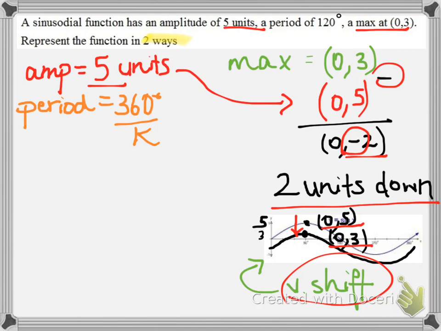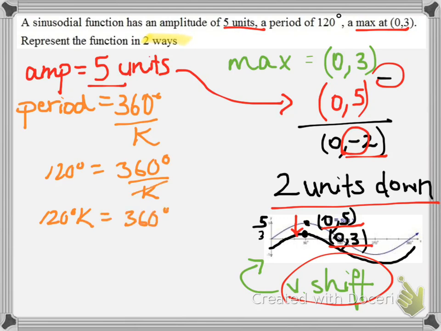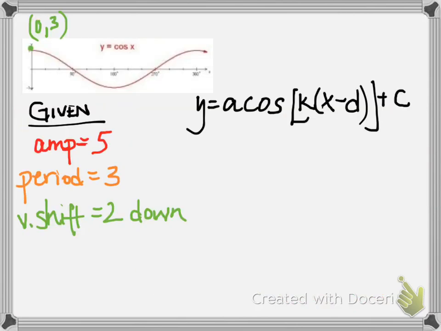Now we're just going to calculate the period. So we know that the period is 120 degrees. So I'm just going to sub that into our equation. And I'm going to bring the k to the other side, so that I can take it out from under the 360. So I did that by multiplying the k on both sides. And now I'm going to divide both sides by 120 degrees to isolate the k. And that would mean the k is equal to 3. Now we're going to move on to the next part of the question.